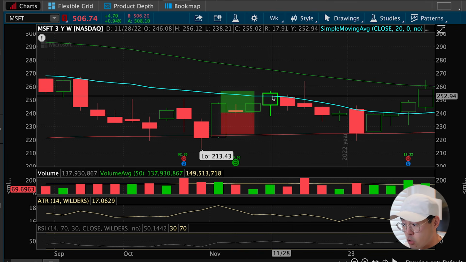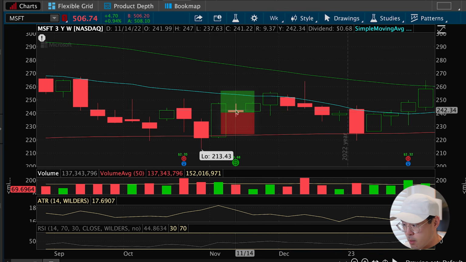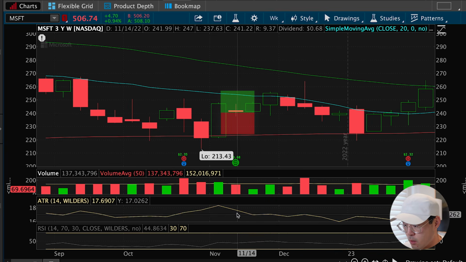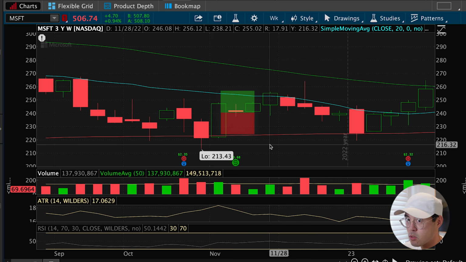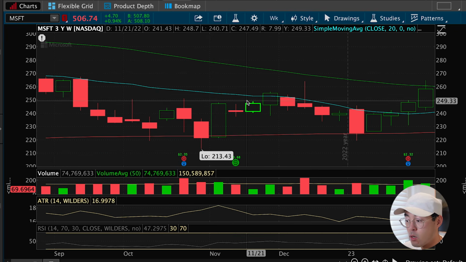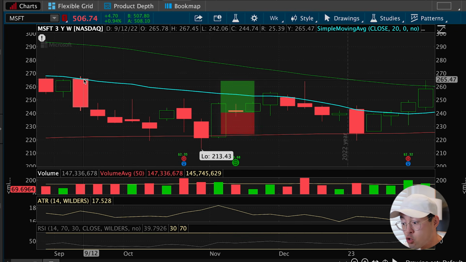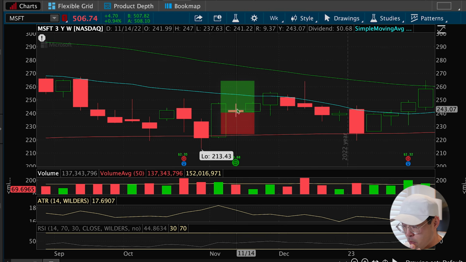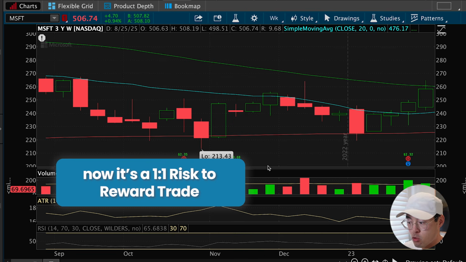20 period moving average 252, which is around a 10 point. So you're risking 17 points to make 10 points. So that's not a great trade. So you probably wouldn't take this trade, unless you widen up your take profit. So now you choose to widen up your take profit to 265 because this is the previous swing low. So 265. Now your take profit is 20 points versus a 17 point stop loss. That's a 1-to-1, a much better trade.